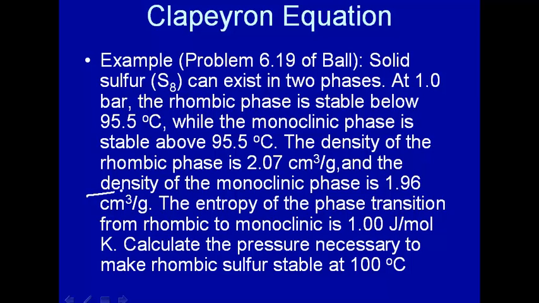So let me call this the partial molar entropy change going from rhombic to monoclinic. Calculate the pressure necessary to make rhombic sulfur stable at 100 degrees. All right. Well, let's draw a little piece of the phase diagram here.